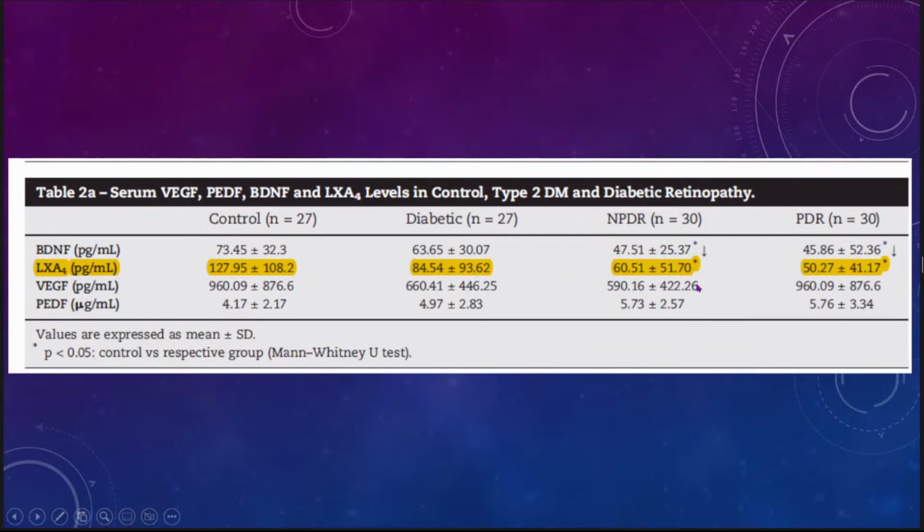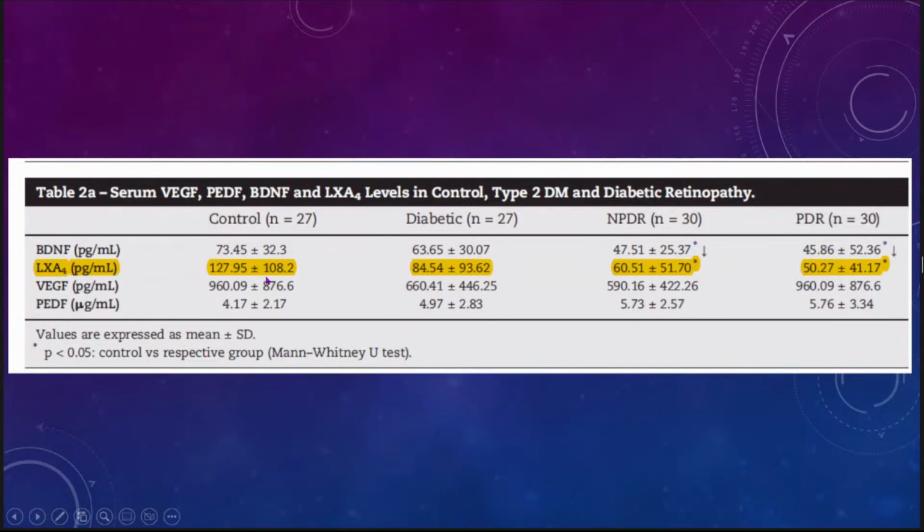I think I have a slide about that. In these patients, in the serum, we measured several other parameters, and then we measured lipoxin A4 level. And you find that as the disease is progressing, with just diabetics without any retinopathy, non-proliferative diabetic retinopathy, and proliferative diabetic retinopathy, there is a substantial decrease in the levels of lipoxin A4.